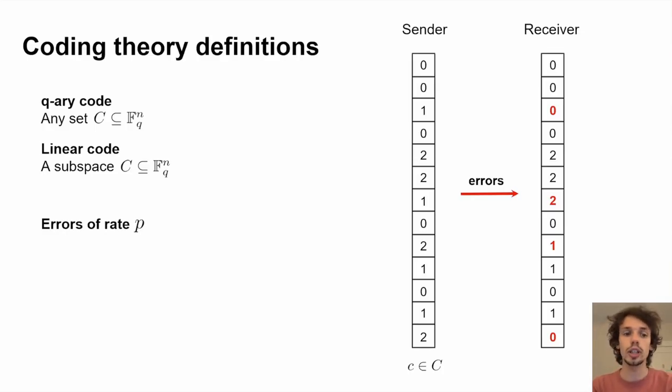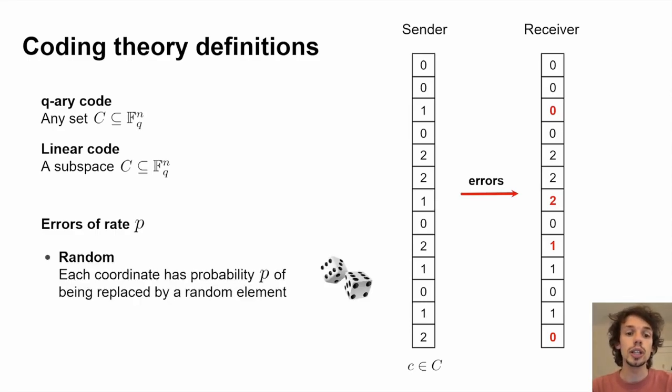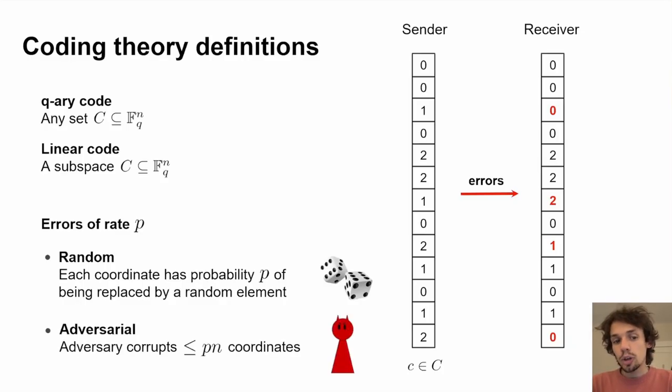Now, we will consider two different models for these errors, and they're the main models that are standard in coding theory. The first one is a stochastic model, where in each coordinate, independently with probability p, the symbol in that coordinate will be changed to a uniformly random different symbol in F_q. And then the other model is the adversarial model, where an adversary is allowed to come in and corrupt up to pn coordinates. And your adversary gets to both pick the location of those coordinates and also the actual symbol that they put in.